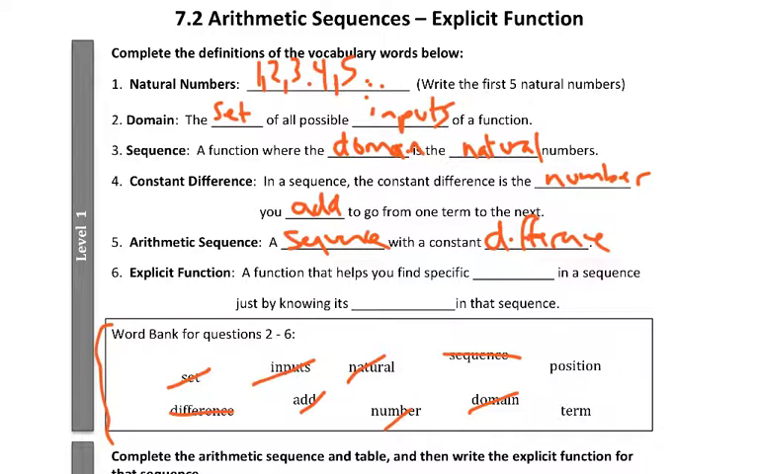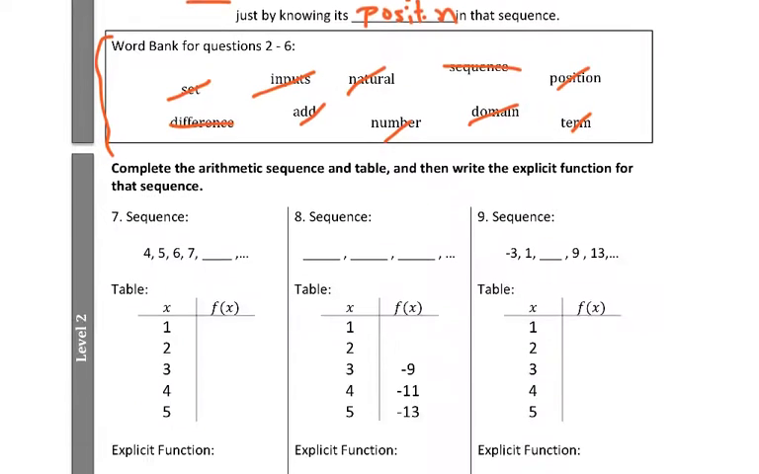An explicit function is a function that helps you find a specific term in a sequence just by knowing its position. What that means is that if you've got an explicit function available to you, I could say, hey, tell me the 100th number. And you would plug the number 100 into your function, and you would be able to tell me what the 100th number would be. So let's look at some examples here.